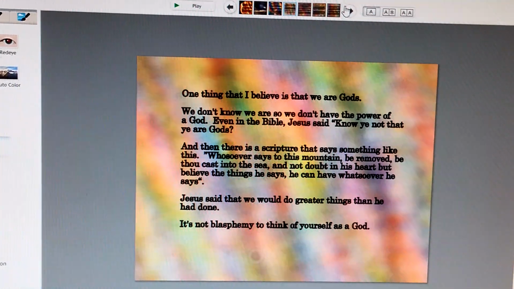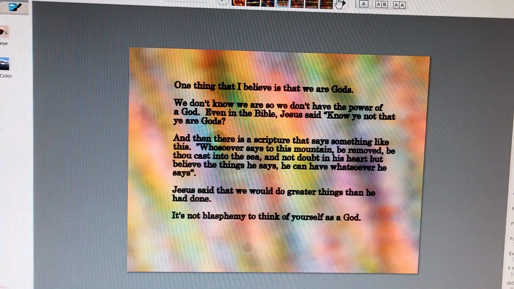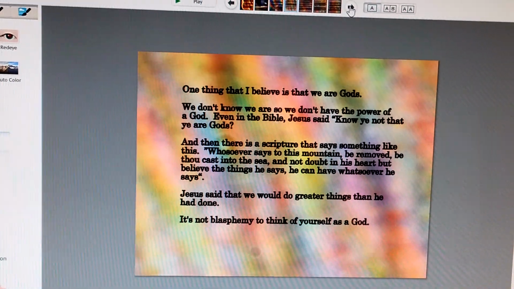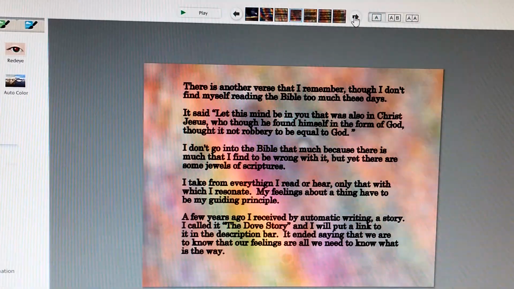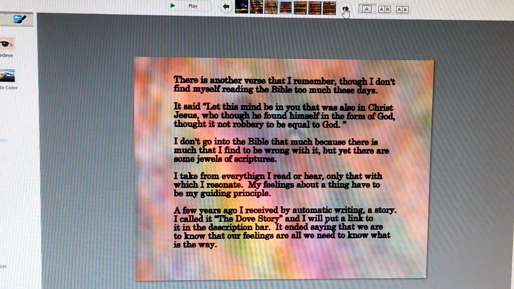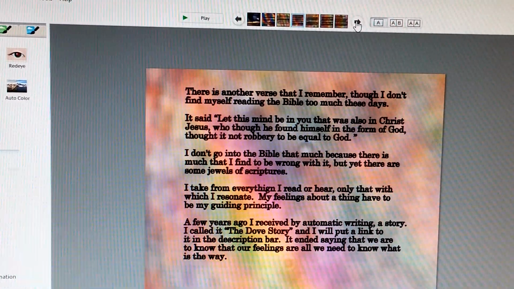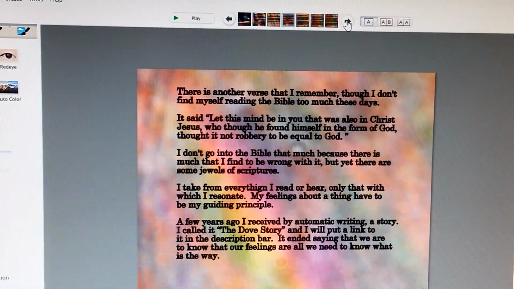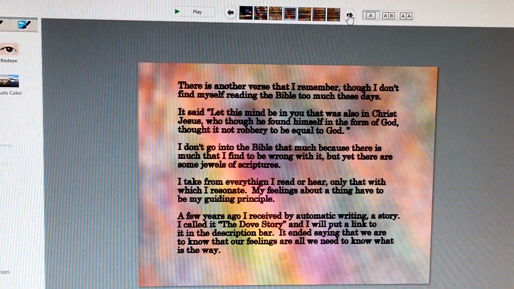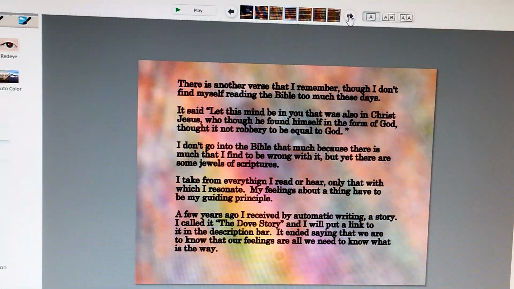Jesus said that we would do greater things than he had done. It is not blasphemy to think of yourself as God. There's another verse that I remember, though I don't find myself reading the Bible too much these days. It said, "Let this mind be in you that was also in Christ Jesus, who though he found himself in the form of God, thought it not robbery to be equal to God."